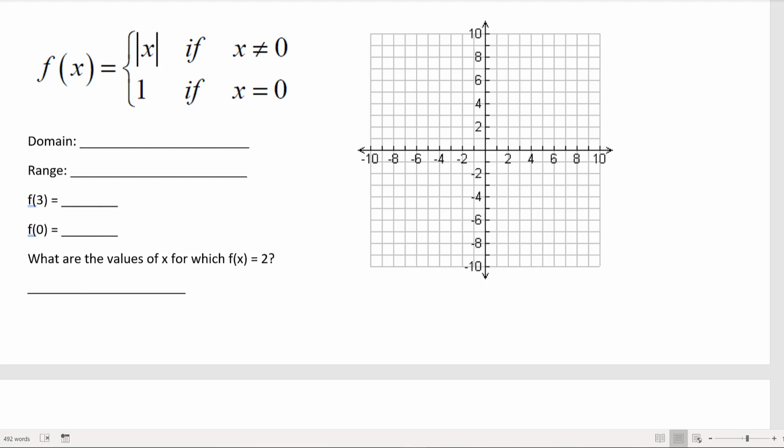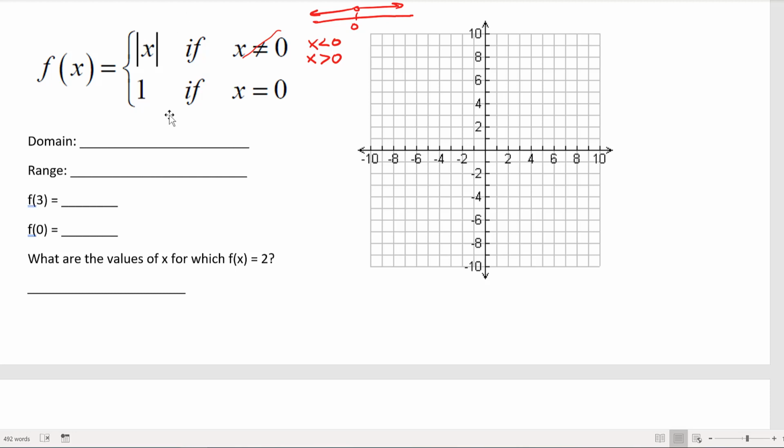Okay, so there's some interesting things going on with our third problem here on this page. We have f of x equals the absolute value of x if x is not equal to 0, and 1 if x is equal to 0. Now, the Desmos calculator can't handle the not equal to, so we're going to break this up into two parts. Remember, not equal to means anything to the left of 0 or anything to the right of 0, but not 0. So we're going to break this up into x is less than 0 or x is greater than 0. So we're going to have two function values there.